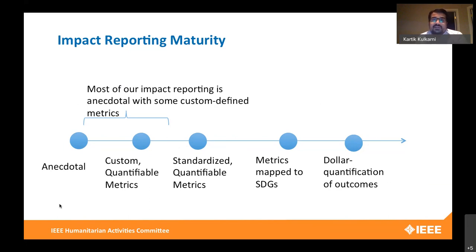But if you see the entire spectrum of impact reporting, there are standardized metrics, there are mappings to sustainable development goals, and there is finally dollar quantification of the outcomes. We really have to move and propel our impact reporting maturity from anecdotal to quantified impact reporting.